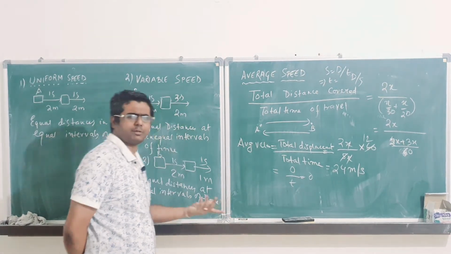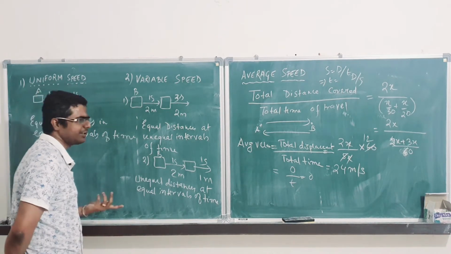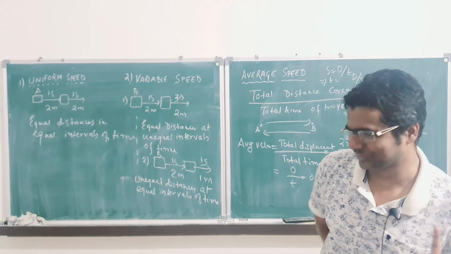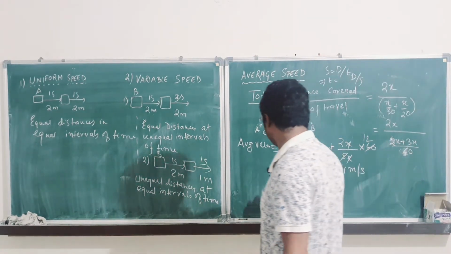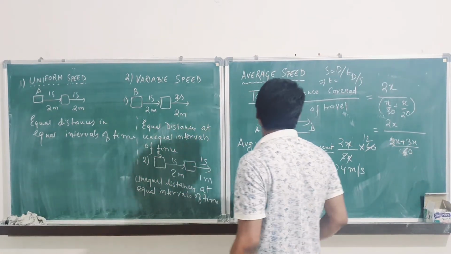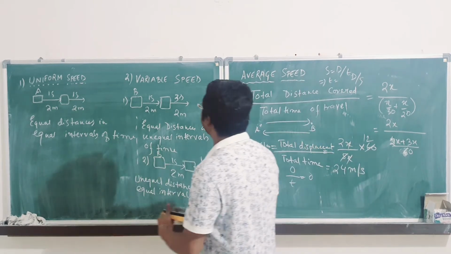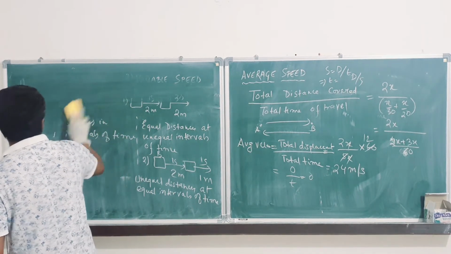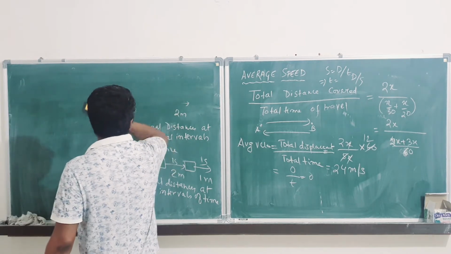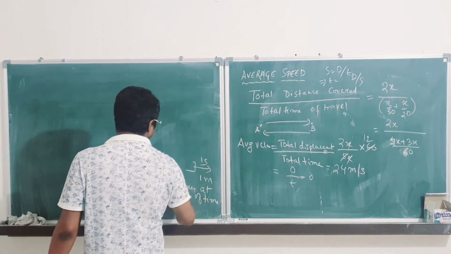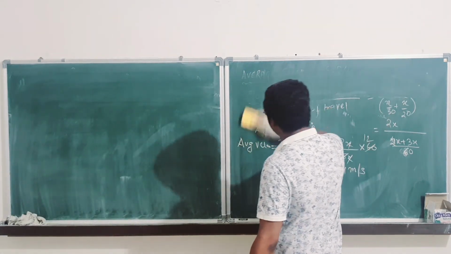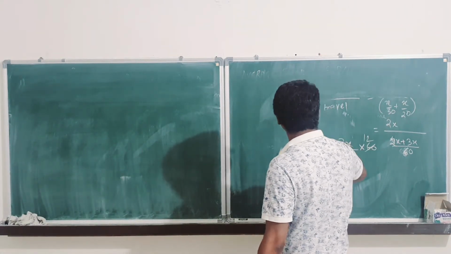Uniform velocity and uniform speed are almost the same, nothing differs. Only in uniform velocity there will be direction. I'll go into uniform velocity a little bit after I complete the speed portion. I need to discuss a little about velocity also, different physical quantities or terms that are related with velocity.